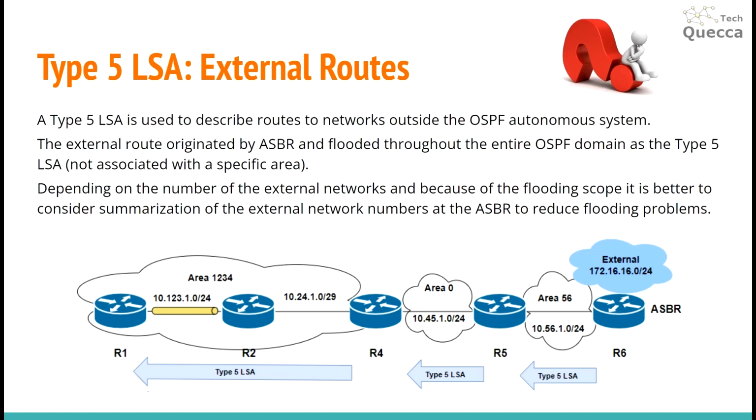Depending on the number of external networks and because of the flooding scope, it is better to consider summarization of the external network numbers at the ASBR to reduce flooding problems.